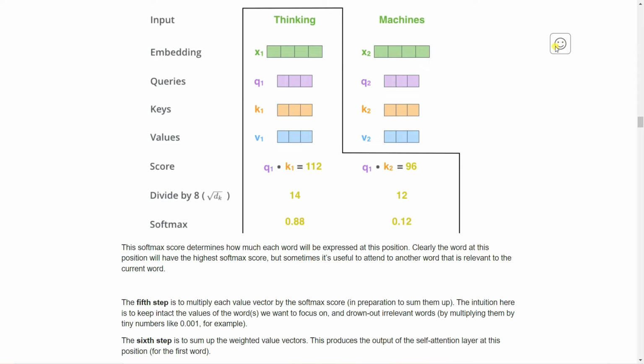But here there is a question: how can I get this 0.88 and 0.12? And when you add them, we get here 1. But why should we get that? Because of the softmax activation function.